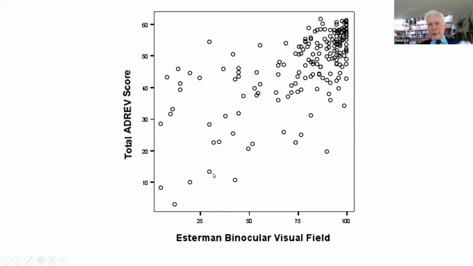Of course, there's a relationship, but the scatter is huge. We think in terms of straight lines, but that's not the real world. We see this person here who's got a terrible field, who's functioning very well. We have to figure out, why is that person functioning well? How can I help him? Here's this person down here with the same field. Why is this person having trouble?